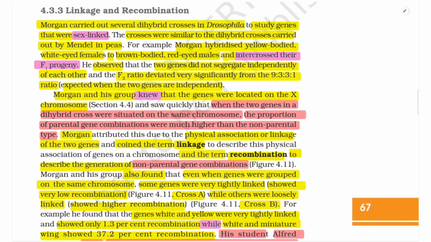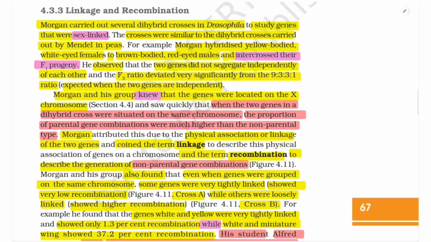4.3.3, Linkage and Recombination. Morgan carried out several dihybrid crosses in Drosophila to study genes that were sex-linked. The crosses were similar to the dihybrid crosses carried out by Mendel in peas. For example, Morgan hybridized yellow-bodied, white-eyed females to brown-bodied, red-eyed males and intercrossed their F1 progeny. He observed that the two genes did not segregate independently of each other, and the F2 ratio deviated very significantly from the 9:3:3:1 ratio expected when the two genes were independent, as in Mendel's cross.